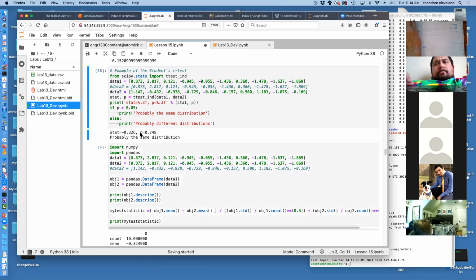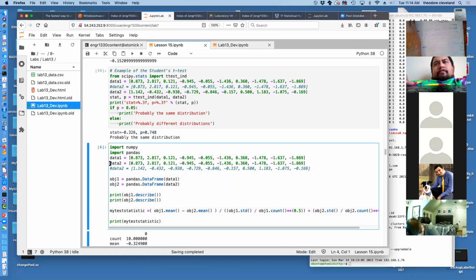More importantly, I want to look at the computed p-value. So this computed a p-value of 0.784. So that's an assessment of the difference in probability between the two series.